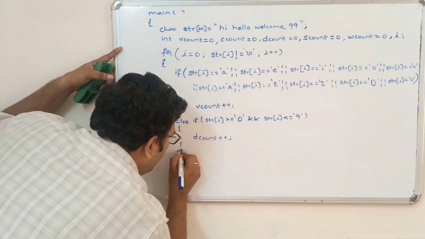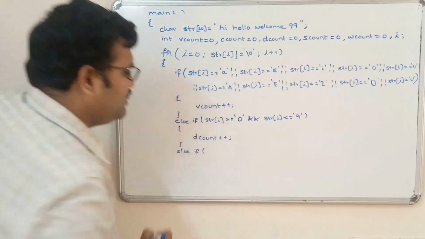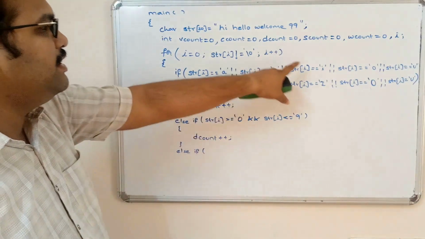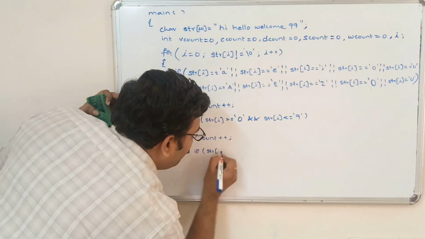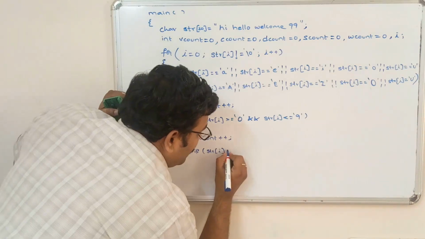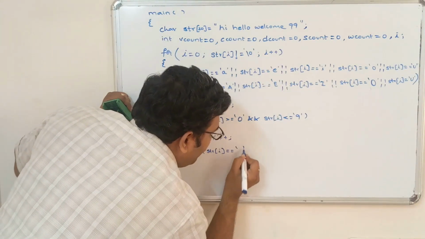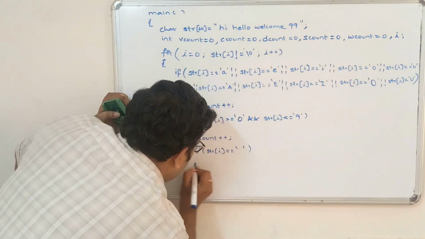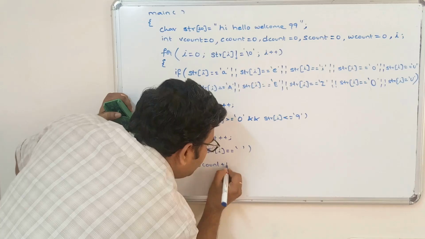Then else if, again check the space count. str of I, space count is equal to blank space. Yes, count plus plus.